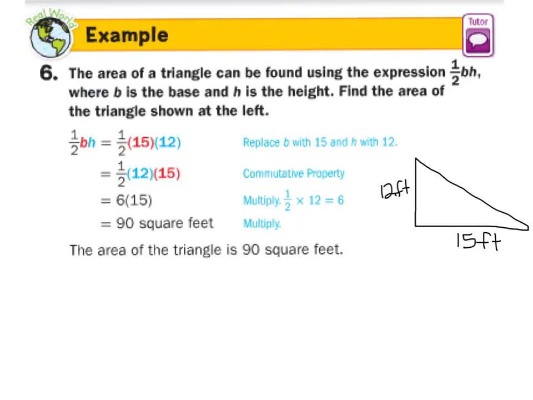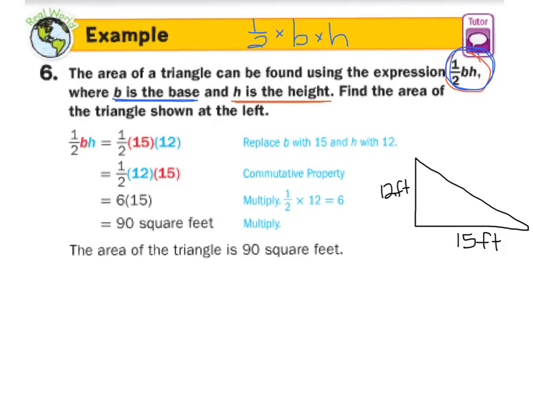Well, let's use our properties now to help us solve problem number 6. The area of a triangle can be found using the expression 1/2 of the base times height. So 1/2 times the base times the height. They just put it together in the algebra way, which we like. Right here, we practiced this in lesson 4. The B represents the base, and H stands for height.